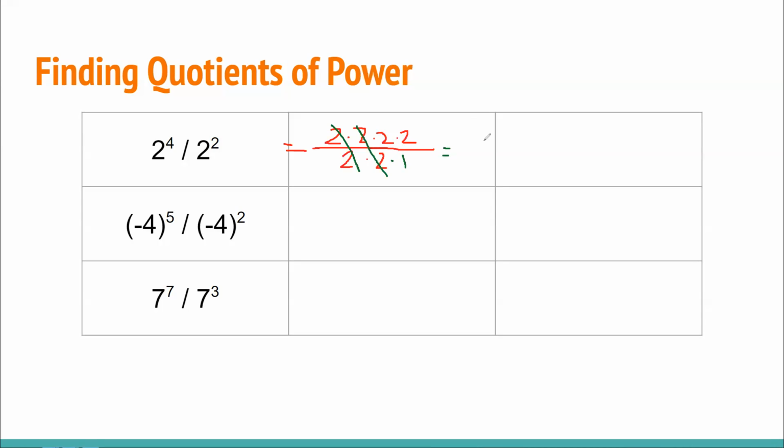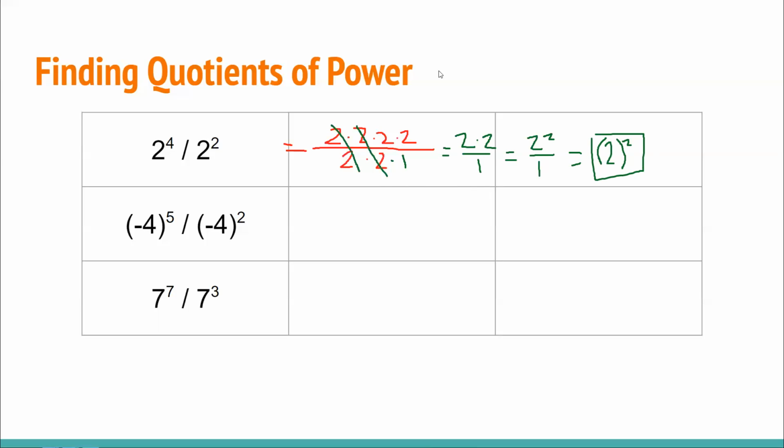Now what I'm left with is 2 times 2 over my denominator of 1. I can simplify this by saying 2 to the 2nd over 1, or just 2 to the 2nd. And so 2 to the 2nd is going to be my final answer.